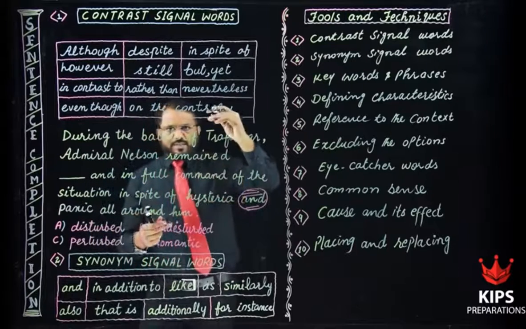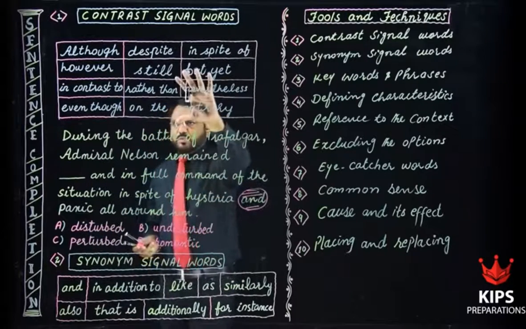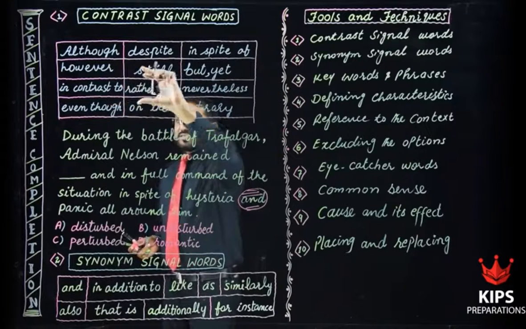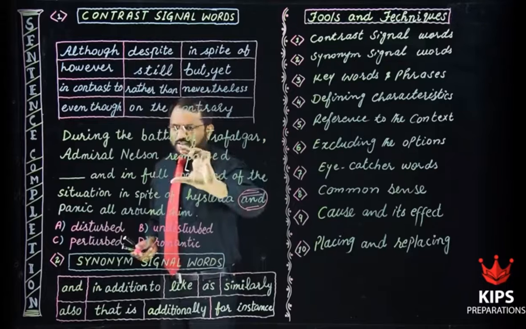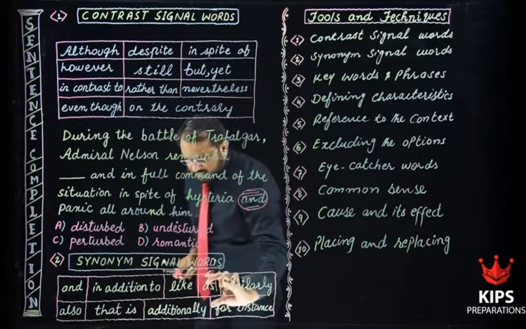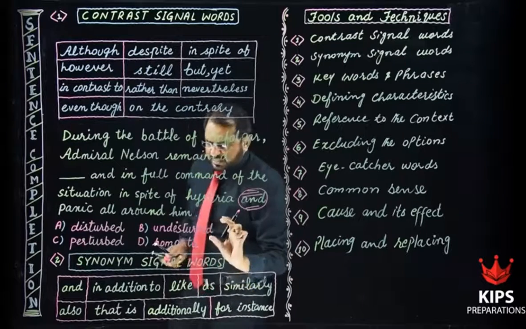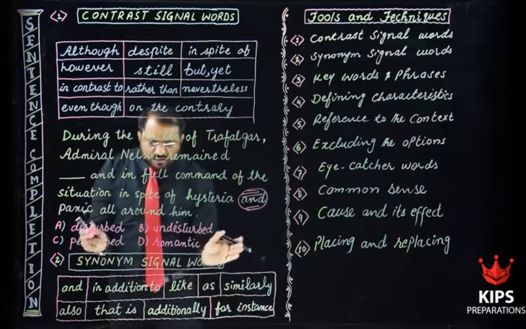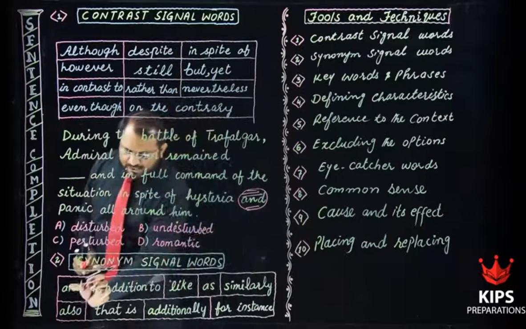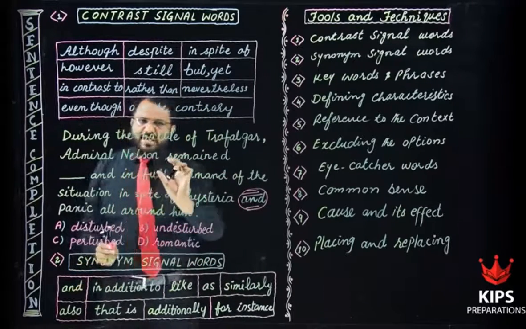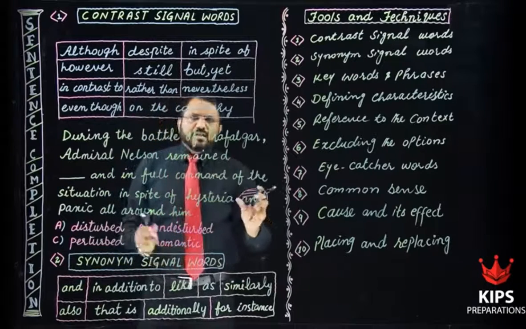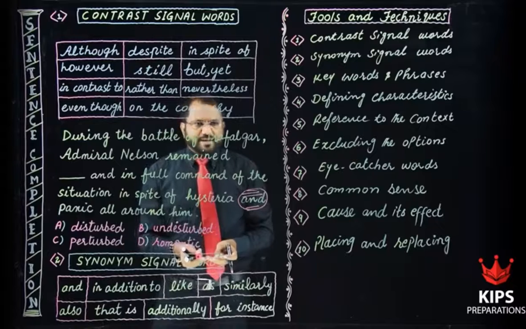We'll explain these two techniques together, contrast signal word and synonym signal word. If there is any word out of this table, it means two opposite words will be used in the sentence. And if there is any one of these words present in your sentence, it clearly gives us an idea that two same concepts are going to be discussed in the sentence. For example, you say neat and clean. The word before "and" is neat and the word after "and" is clean. Both the words are of the same meaning, right?